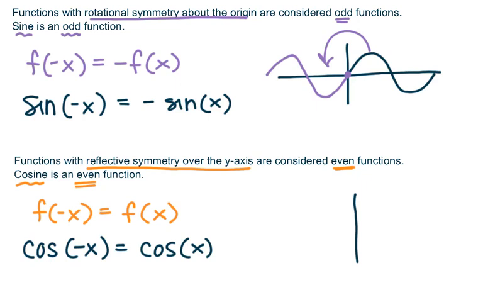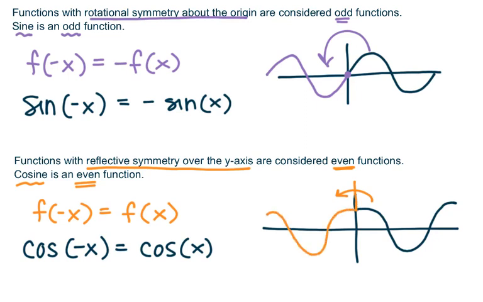Thinking about that on a graph, knowing our cosine between 0 and 2 pi looks like this, if I were to reflect that across the y-axis, I would get the exact same graph on the other side. All right, so cosine has even symmetry. It reflects across the y-axis. Sine has odd symmetry. It rotates about the origin.